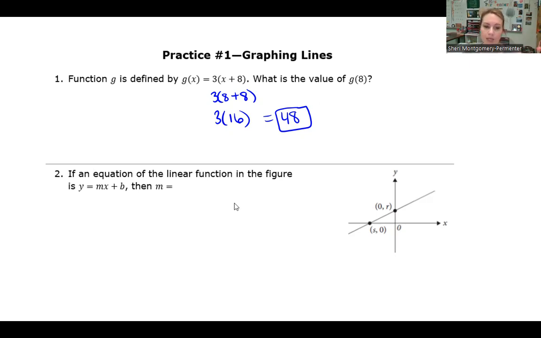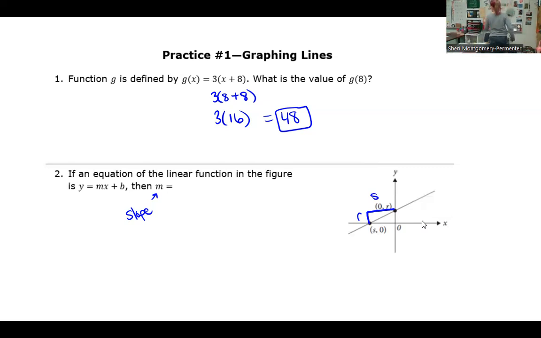So for this one, it wants us to find m. What does m stand for? Slope. Good. So to find slope, we have to go up and then we have to go over. For our picture, it's kind of weird because this problem gives it to us and there's no numbers, right? That's okay. So we just look at it and we see from here to here, it's going up some value of r. So it's going up r. And then it's going over this distance, which is s. So we go up r and then over s.